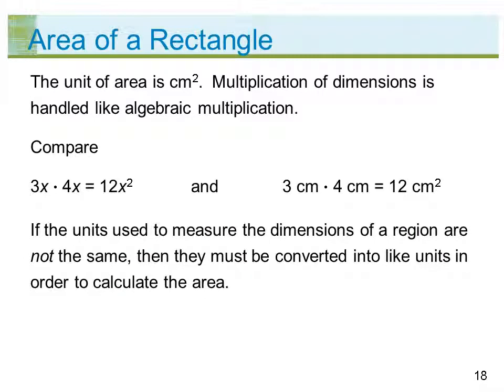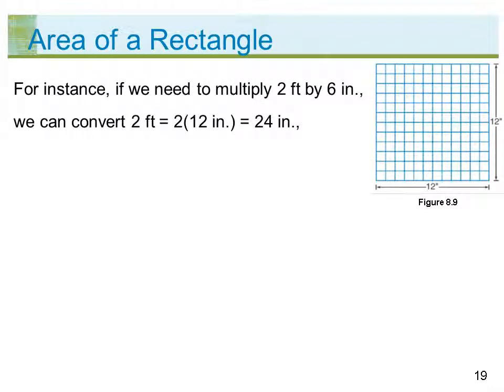If the units used to measure the dimensions of a region are not the same, then they must be converted into like units in order to calculate the area. For instance, if we need to multiply 2 feet by 6 inches, we can convert 2 feet to equal 2 times 12 inches, which equals 24 inches. So the area equals 2 feet times 6 inches, which equals 24 inches times 6 inches.